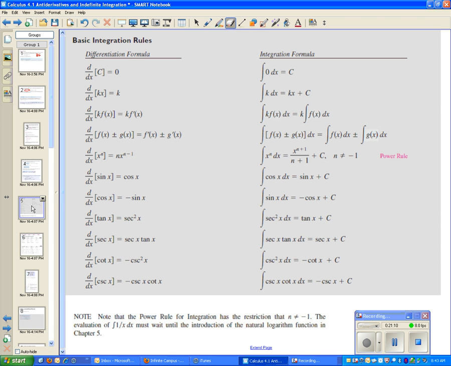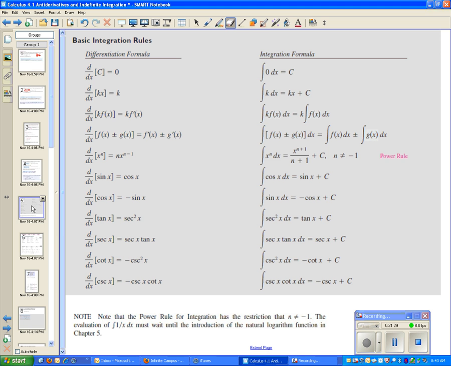All right, this is all on page 250. On the left are the derivative formulas that you're already familiar with. On the right are the equivalent integration formulas that you're going to become familiar with.